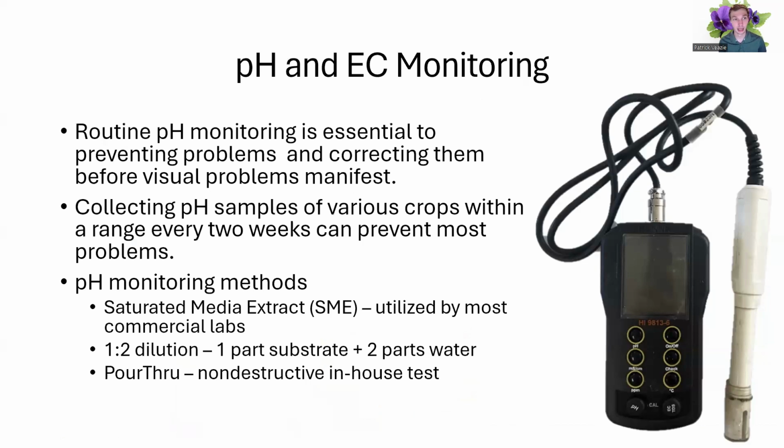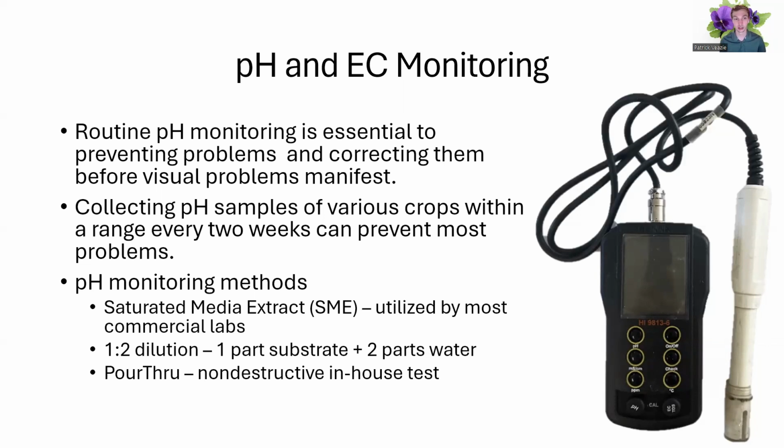Now, monitoring your pH and EC. Routinely testing can prevent most of your problems, and you can make small corrections in order to prevent the problems from growing. Collecting pH samples of various crops every 2 weeks will help with this. Each crop is going to react slightly differently in terms of the pH shifting that growth needs, and especially if we're mixing all these plants in one range, a lot of problems can manifest. So just doing routine monitoring during your growing process can help prevent a lot of your problems.